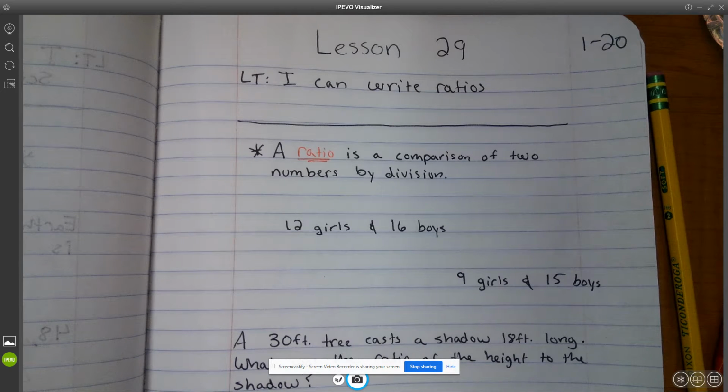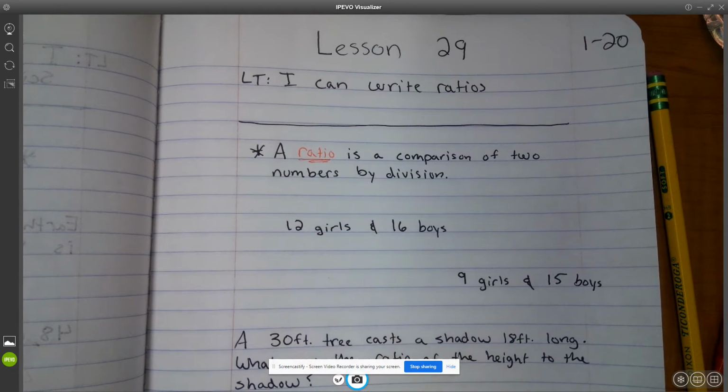So ratio is a comparison of two numbers by division. It's kind of a relationship between numbers. I love ratios. They make math a lot simpler. So for example, let's say we have 12 girls and 16 boys in the class. We want to write the ratio of girls to boys.